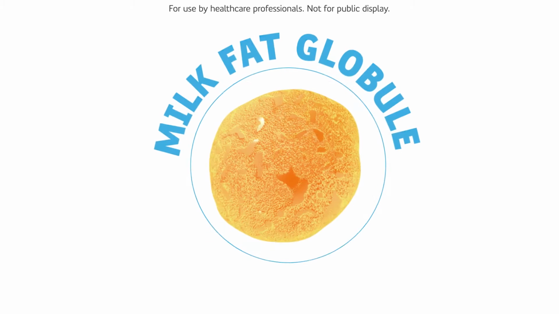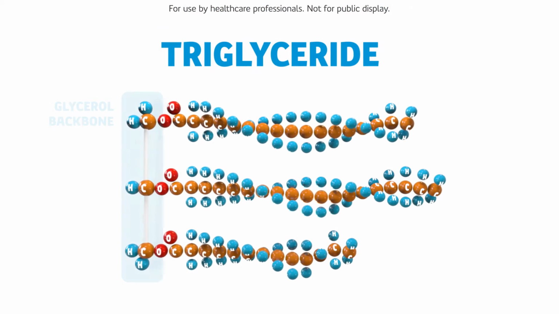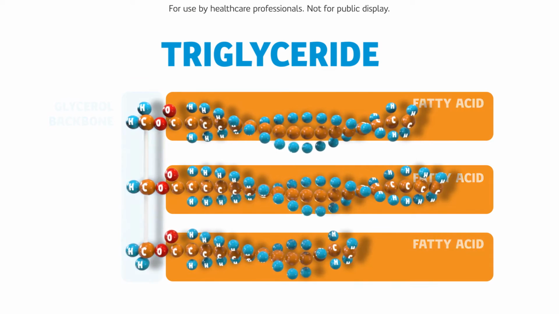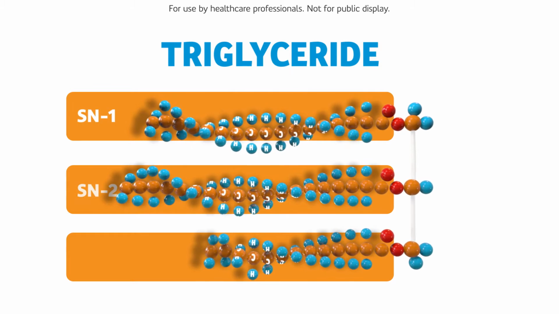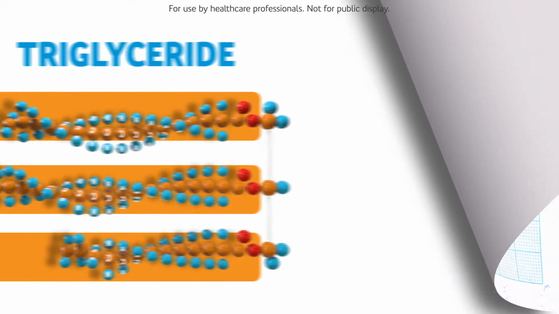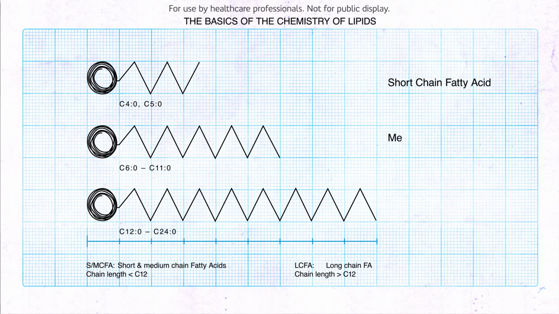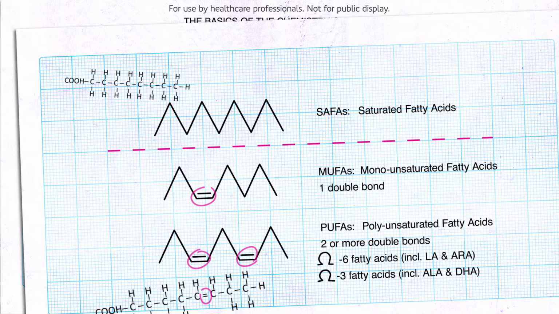Fat in milk is present in droplets, inside which triglycerides are present. Triglycerides consist of a glycerol backbone with 3 fatty acids attached to it. The 3 different positions on the backbone are called SN1, SN2, and SN3. Fatty acids can have different lengths. We divide them into 3 different groups: short-chain fatty acids, medium-chain fatty acids, and long-chain fatty acids. Fat can also be divided into saturated and unsaturated fatty acids.